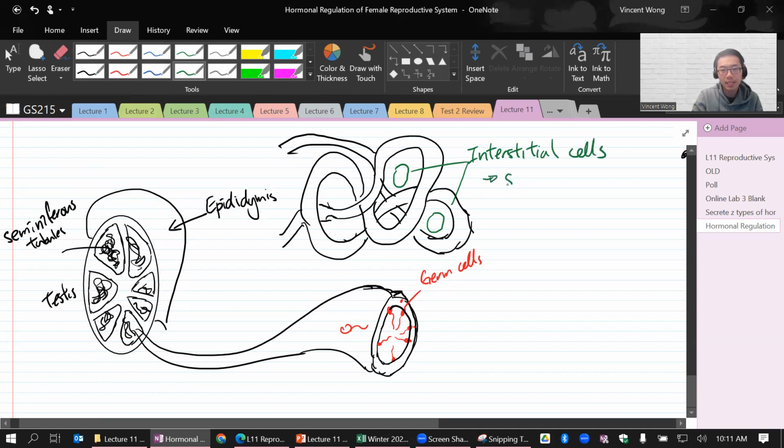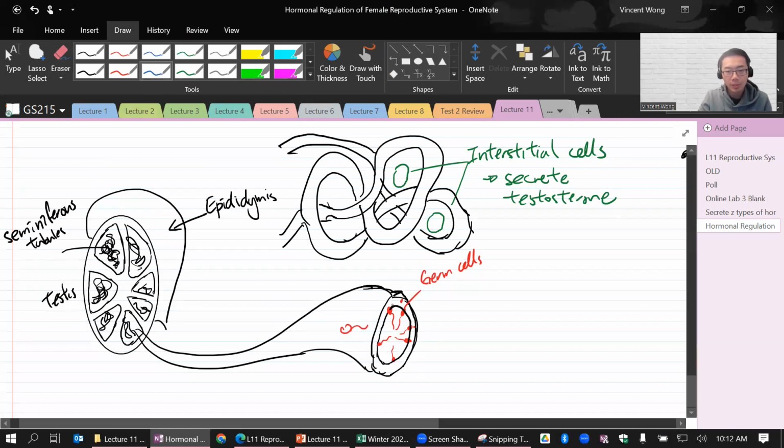Okay. And they secrete testosterone. Okay. And testosterone will help promote spermatogenesis.